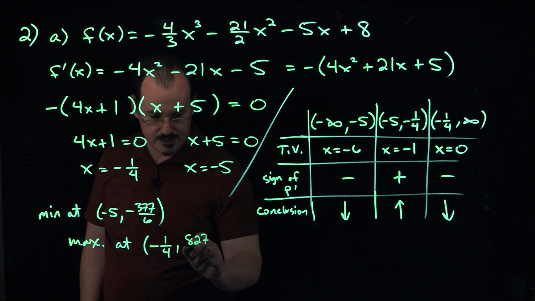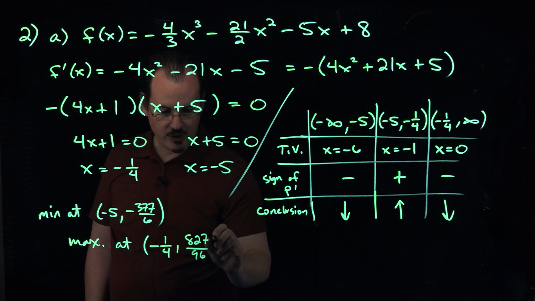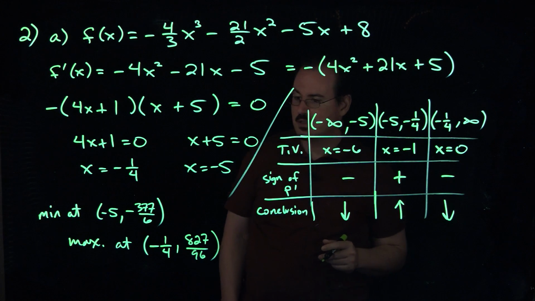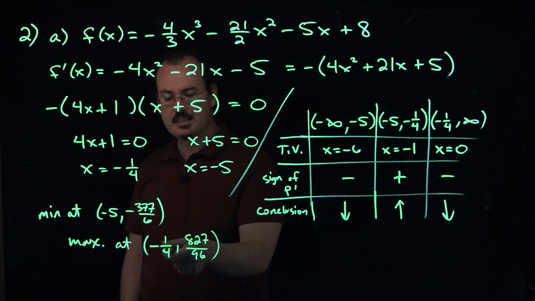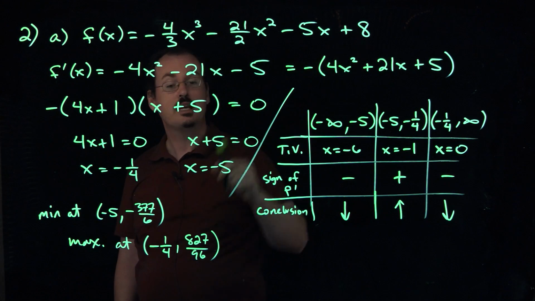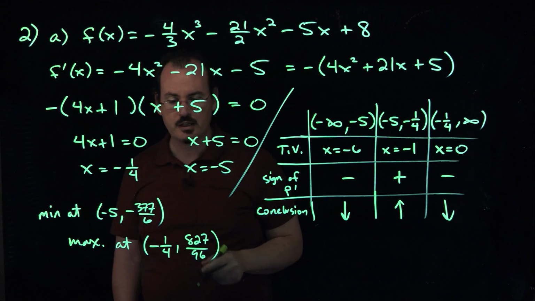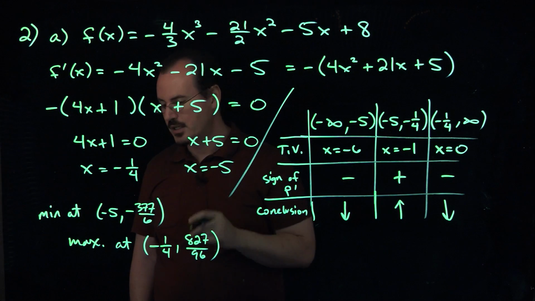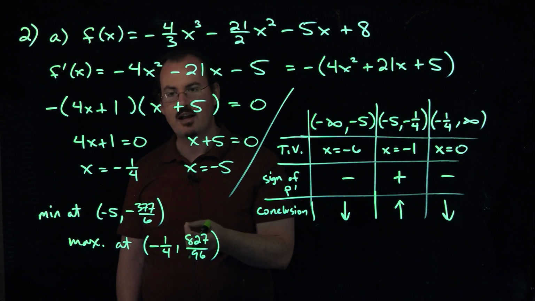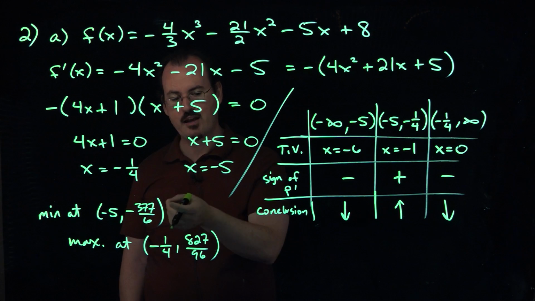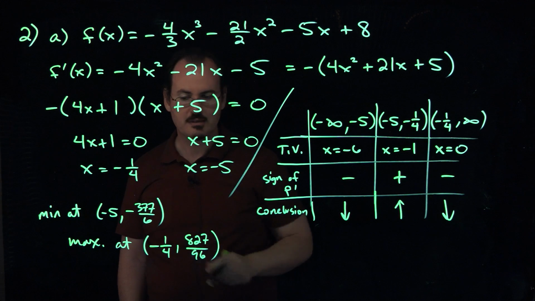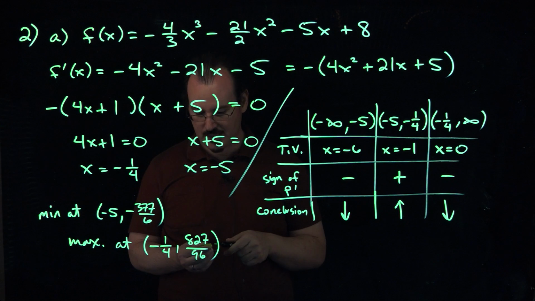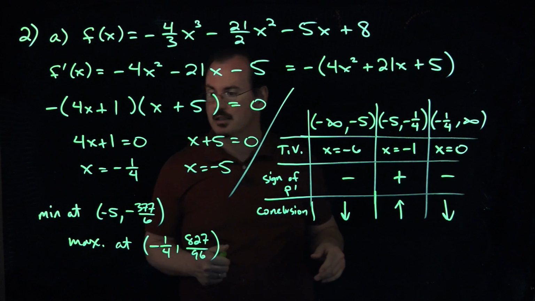over 96. Now remember, if you have a TI-84 or something like that, it will certainly give you a decimal value when you plug in negative 1/4 or negative 5. You can change that decimal value. If you press the math button on your calculator, you should see something that says frac on it. Just go to frac, press enter, and it'll change the decimal into a fraction. That's the way you'll need to enter those answers on MyMathLab, unless MyMathLab tells you that you need to round it.